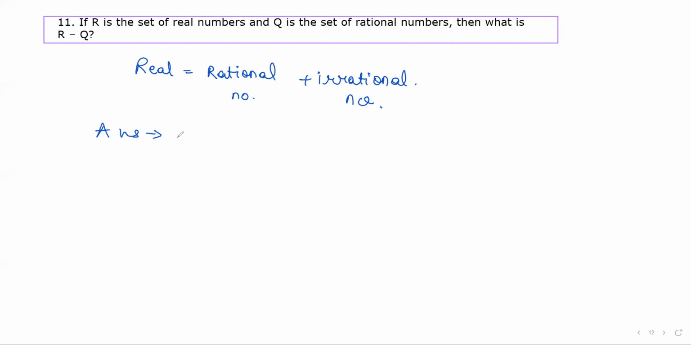We know that subtraction or difference in sets follows the closure property. So R minus Q, the difference of two sets, is a set, the set of irrational numbers.